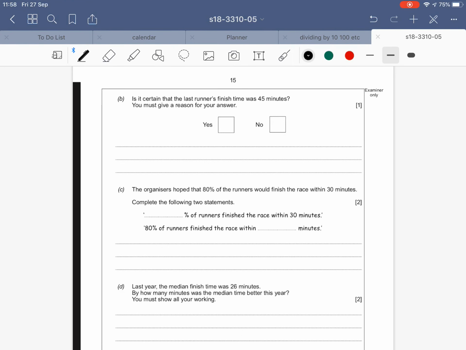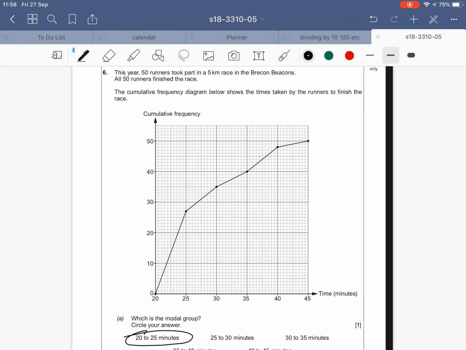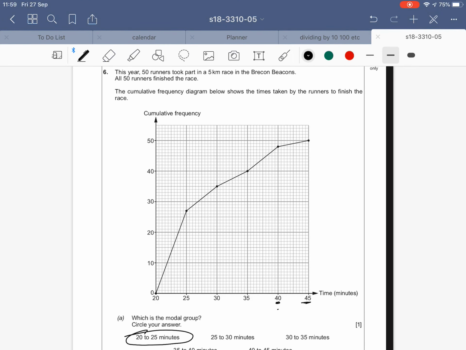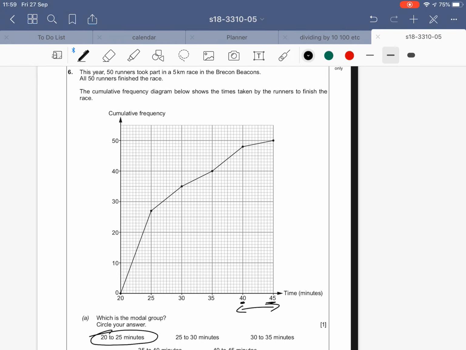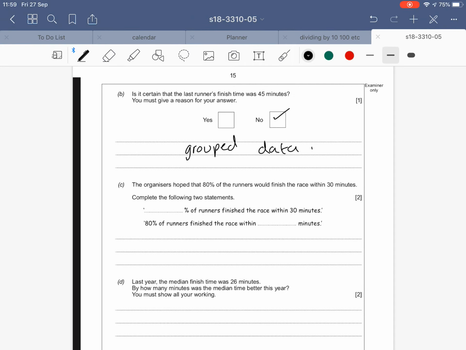Is it certain that the last runner's finish time was 45 minutes? So even though this group goes from 40 to 45, yes, it could have been 45, but this is grouped information. So in this group, they could all have been down here at 42. You don't know that. It's an estimate from a group. So no, it's grouped data. Or you can say estimate, where grouped and estimate, as long as you use those words.